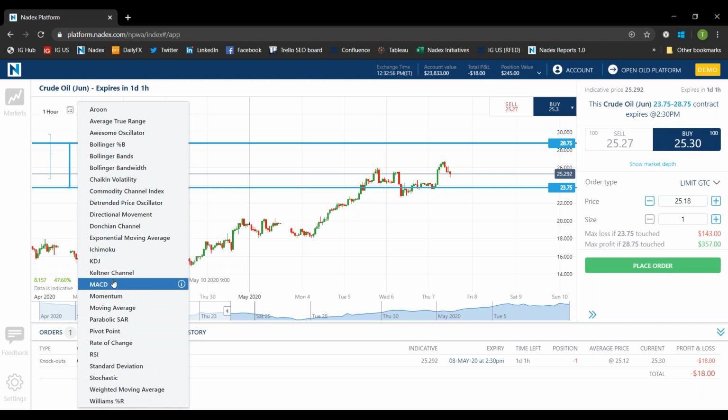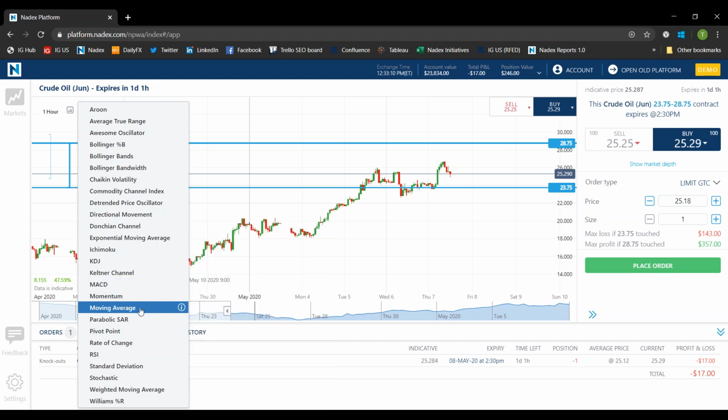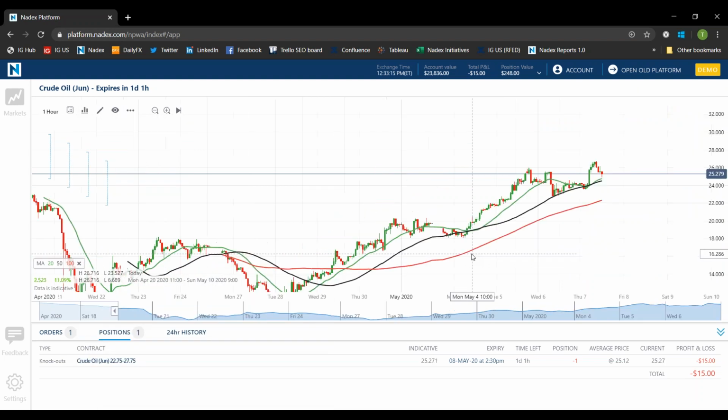So for instance, a lot of people like to trade off of moving average convergence divergence, a MACD. If you don't know what that is, you can always click the little I and you'll get some more information. Or people like to trade off of their own moving averages. I'm going to click a moving average, and it's going to bring up 3 moving averages on the chart. You'll notice it tells me right here, I've got a 20 bar, a 50 bar, and a 100 bar moving average.